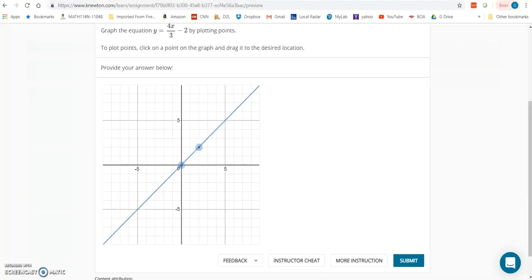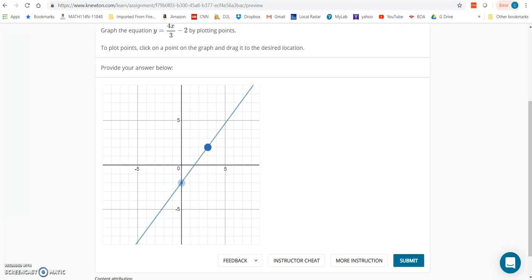Alright, let's do that. 0, negative 2 would be this point here. And then negative 3, negative 6 was the last one we did. Oh, no, I'm sorry, I'm on the wrong column. 3, 2 was the second one we did. Let's do that. 3, 2. So those are the first two points we plotted, 0, negative 2 and 3, 2.